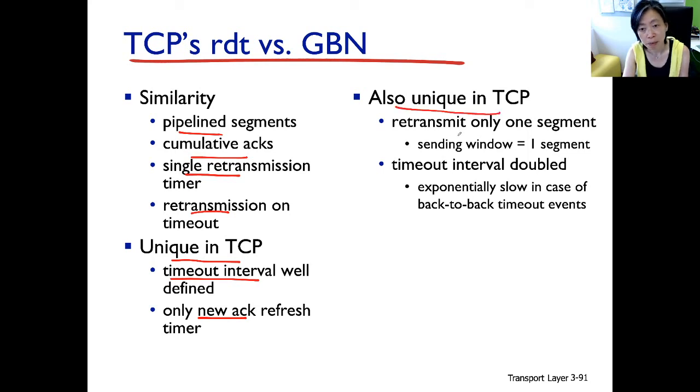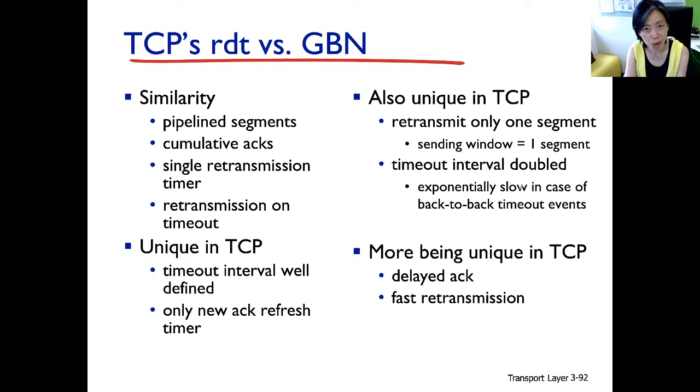Also, unique in TCP is this. Retransmission: if a timeout occurs, we retransmit only one segment. So reducing the sending window size all the way to 1. And the timeout interval is doubled as well. So it slows down exponentially in case there are back-to-back timeout events.